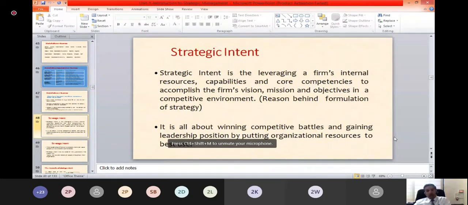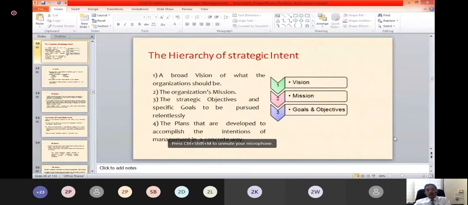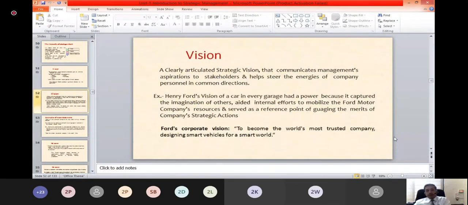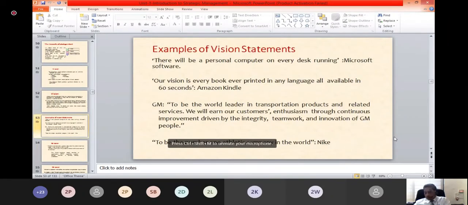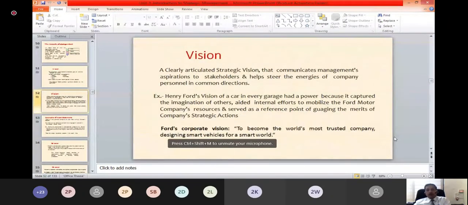We saw this strategic intent, what is called strategic intent. So the strategic intent will include the vision, mission and goals, that we call a hierarchy of strategic intent that we have discussed. And we also have discussed in detail what is mission. We took some examples of vision. So vision, we saw that it is a clearly articulated strategic vision that communicates management's aspirations to stakeholders and helps steer the energies of company personnel in a common direction.